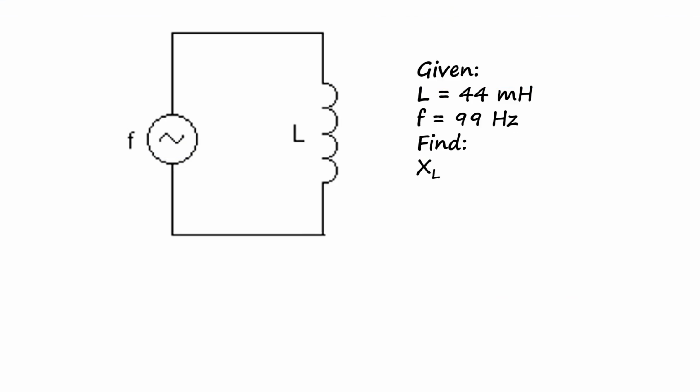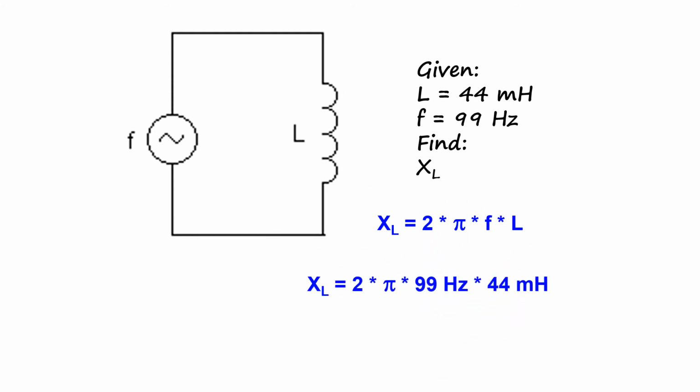Let's find the inductive reactance in this example, where we are given an inductance of 44 millihenries, or 44 1,000ths of a henry, and a frequency of 99 Hertz. Remember, the formula for inductive reactance is inductive reactance equals 2 times pi times the frequency times the inductance. In this example, we have 2 times pi times 99 Hertz times 44 millihenries. When we multiply these together, we find out that the inductive reactance is 27.3 ohms.